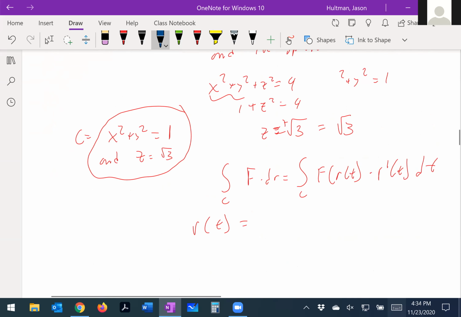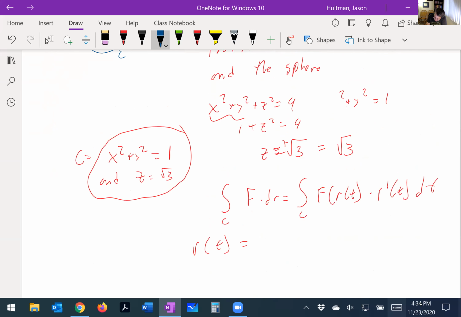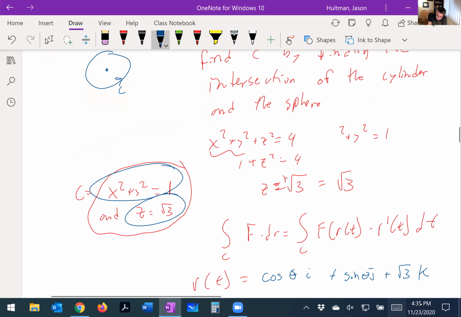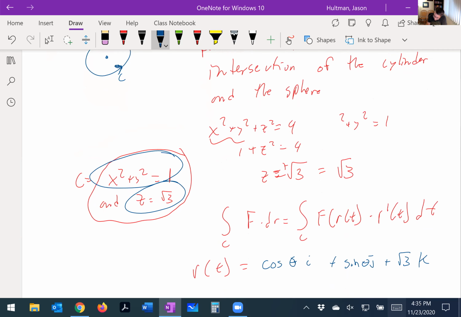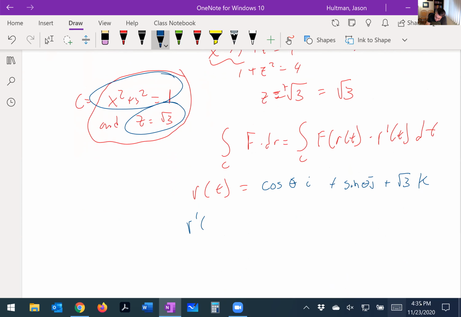So r of t is going to be equal to cosine theta i plus sine theta j plus radical 3 k. Because we're going to be at that slice. We're going to be on the unit circle, somewhere on the unit circle, but at a height of radical 3. Okay, so what's r prime of t?